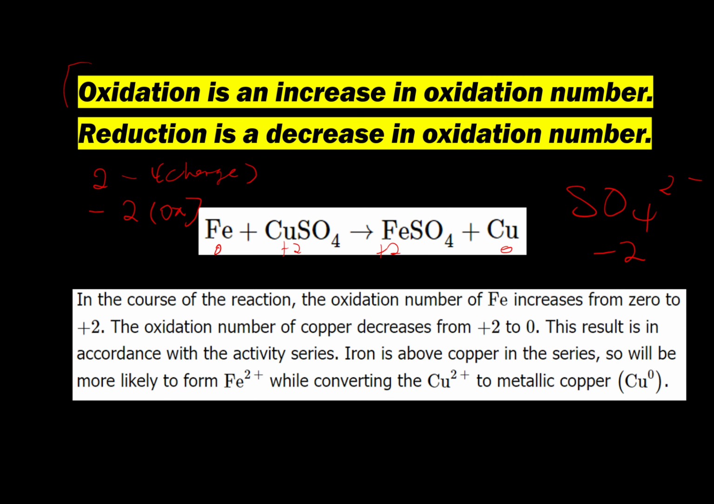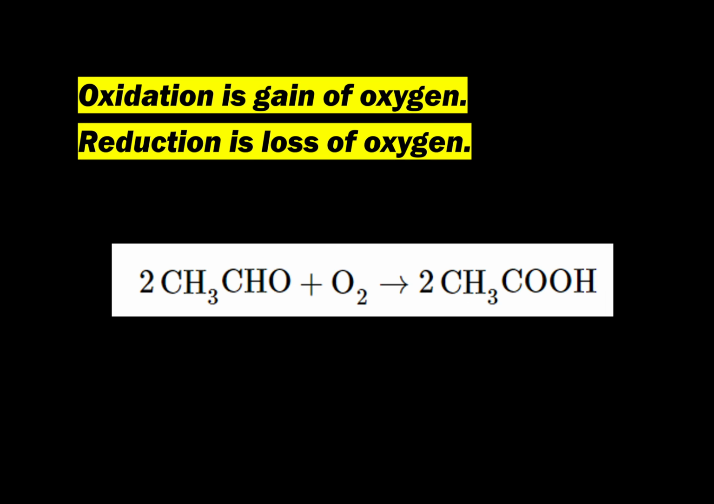Fe. The iron. Why do you say the iron is oxidized? Yeah, the iron. Okay, go ahead. Because the oxidation number is increased, right? Really, really simple. So that is it. So it's really, really simple here, right? So oxidation is the increase in oxidation number, reduction is the decrease in oxidation number.